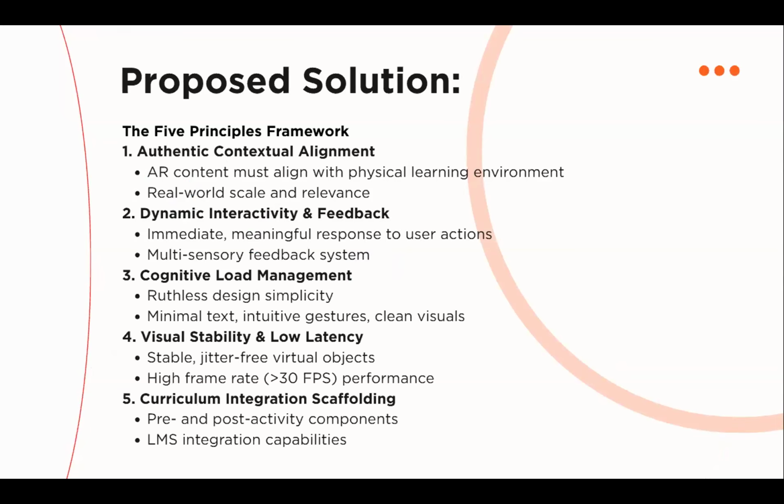They either focus on visuals and don't focus on interactivity, or they are interactive but not visually appealing. So these five put together can bring about good AR education in STEM. The first is authentic contextual alignment, which means there is a huge gap between AR and the physical environment. Anything being studied should be connected with the physical environment. There should be a touch of the physical environment.